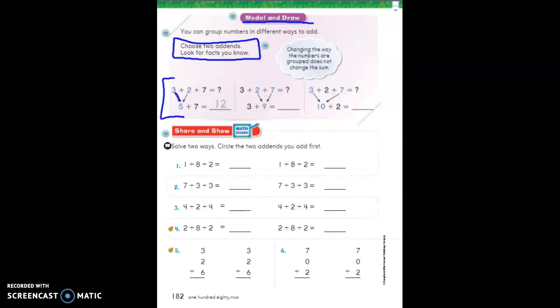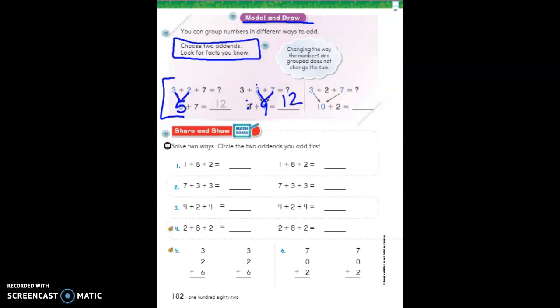So 3 plus 2 are the ones that they chose to add. 3 plus 2 is 5. And then you have to still remember to add the other 7, so 5 plus 7 equals 12. Or you could do that same problem, 3 plus 2 plus 7, and add the 2 plus 7 first. 7, 8, 9, count on, so we have 9 here. Then add 3 more, 9, 10, 11, 12. So our answer is still 12.